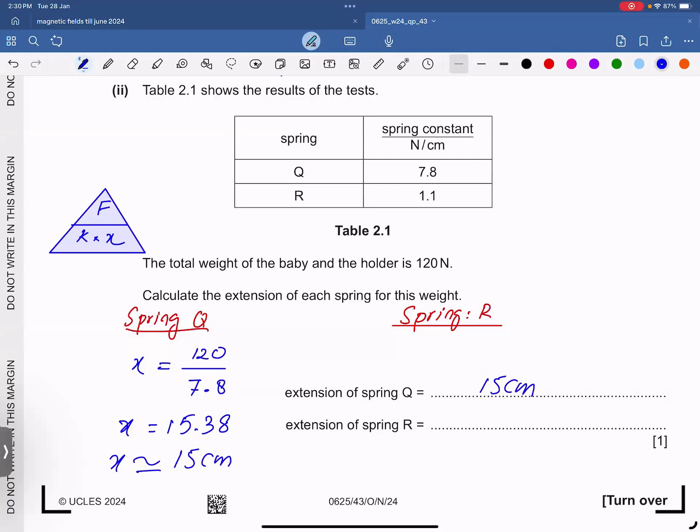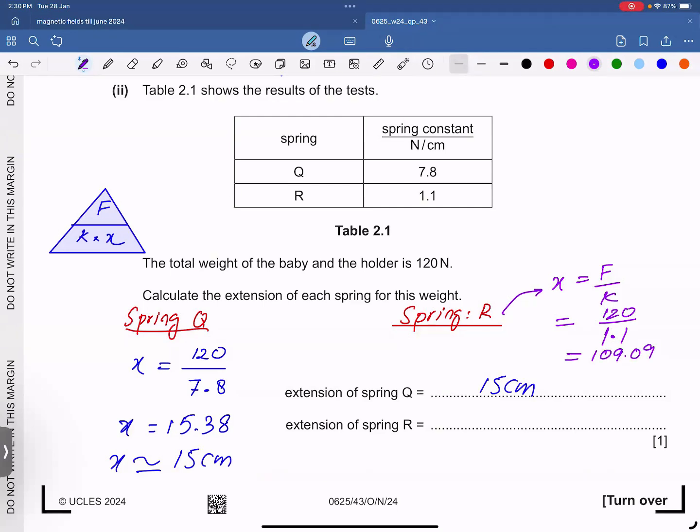So here also R, I'll go to the right side. Over here, extension is force over K. Force, again same, 120, K is 1.1. So what you have to do, 120 divided by 1.1, 109.09.